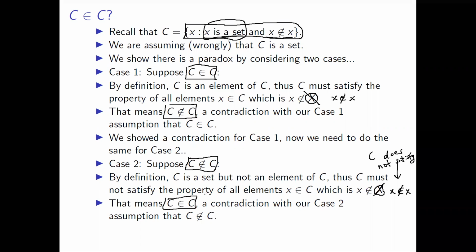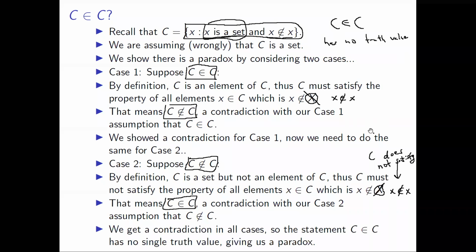So in both cases, we got a contradiction. This tells us that the statement C element of C has no truth value. So we just showed that. And that's the paradox. So this is the whole Russell's paradox.